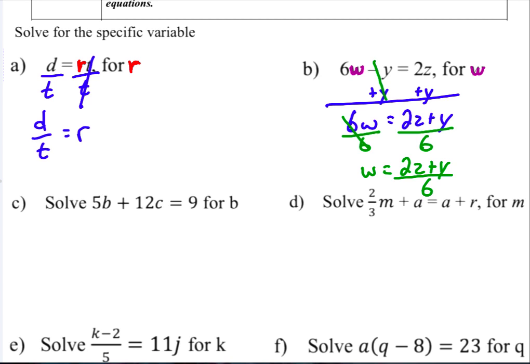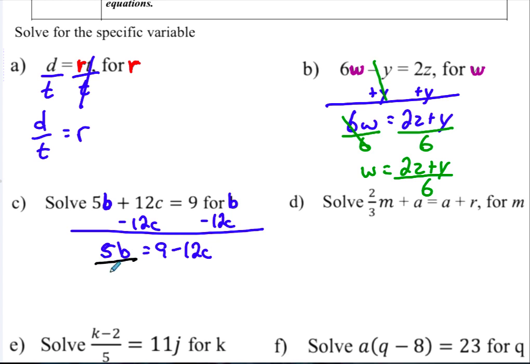Next one, 5b plus 12c equals 9, and I want to solve for b. So focus on what I want to isolate. Which variable am I focused on? All the other variables are just things to move away to the other side. Here I'm adding 12c, so I'm going to subtract 12c from both sides. So I have 5b is equal to 9 minus 12c. And then I want to get rid of the 5, so I'm going to divide by 5. And b is equal to 9 minus 12c all over 5.